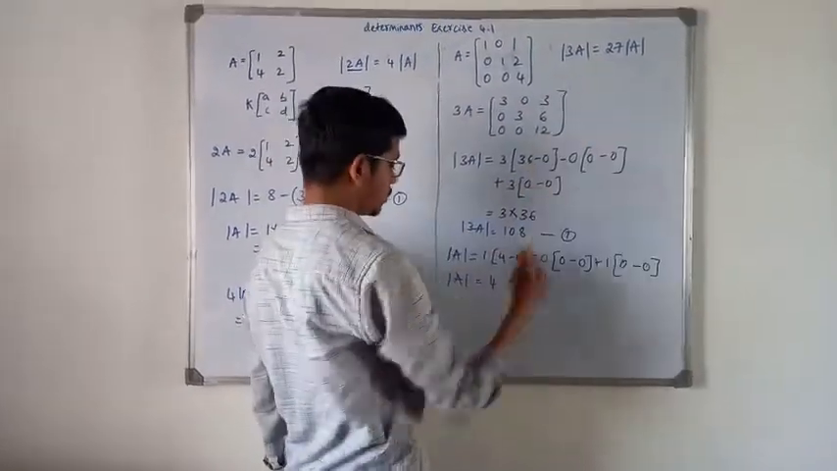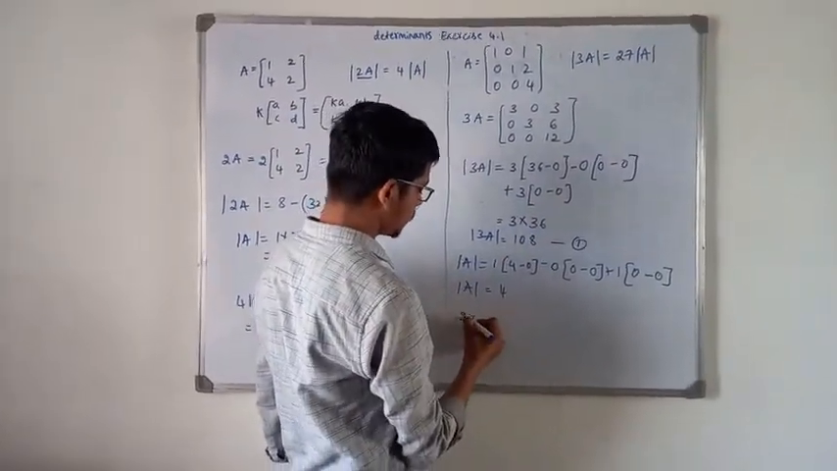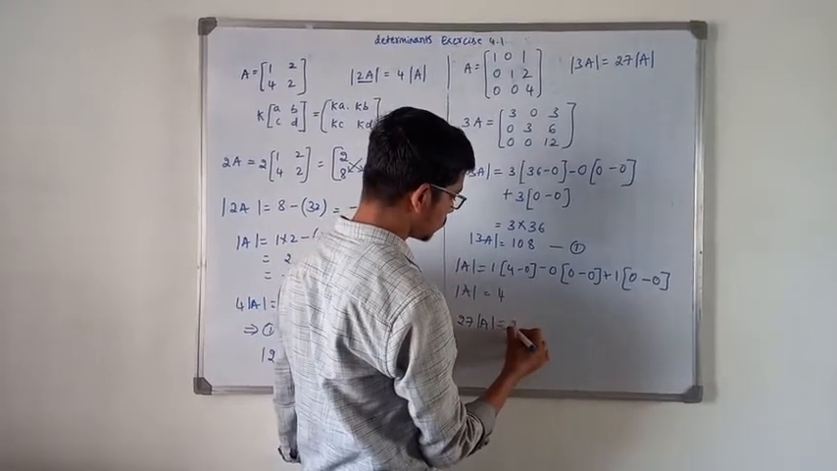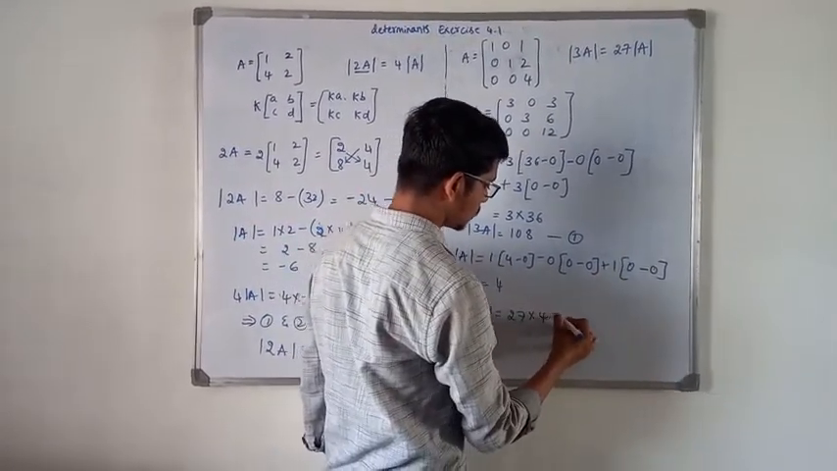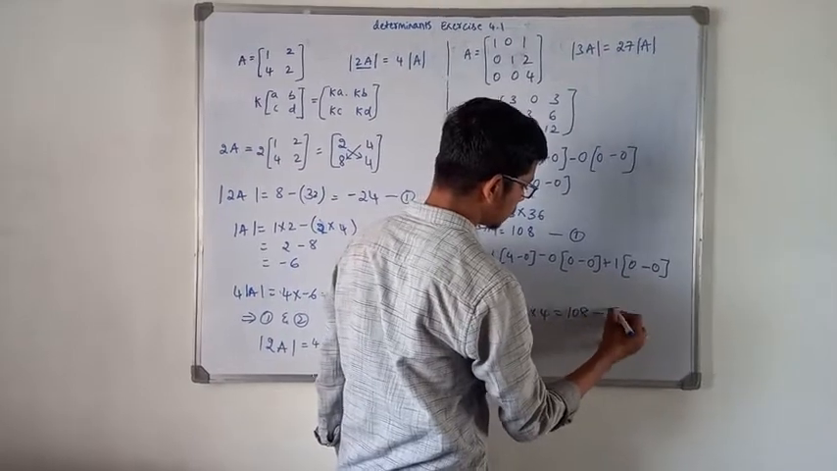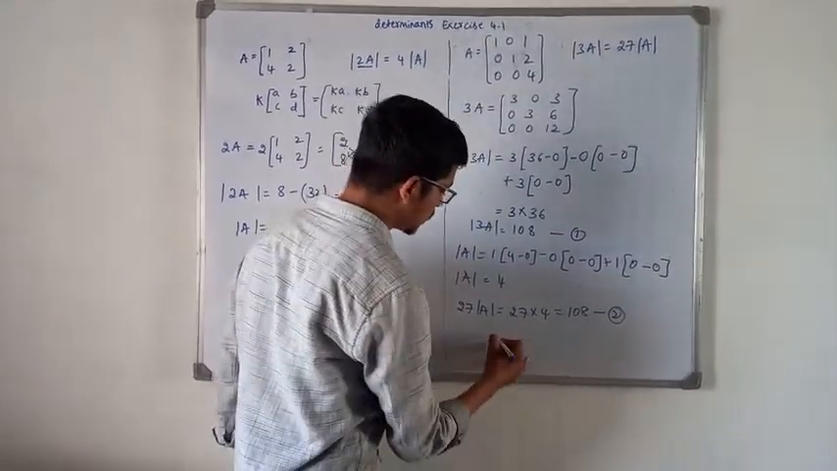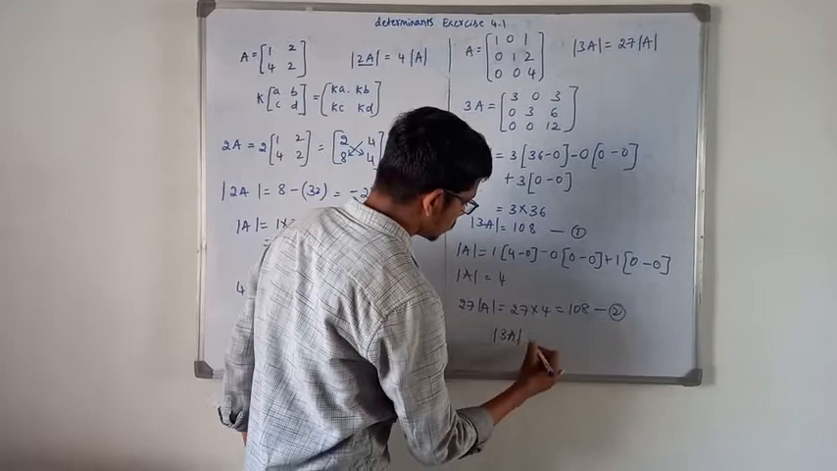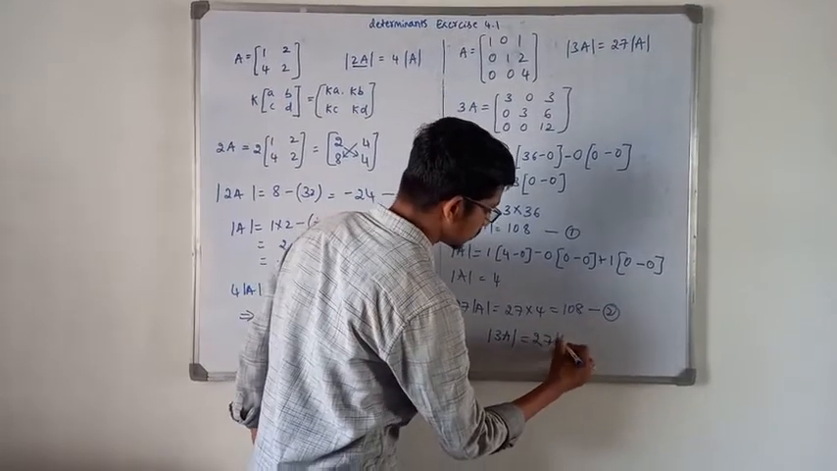We can multiply. They given that 27 into determinant of A, that is equal to 27 into 4, that is equal to 108. Call it as equation 2. From 1 and 2 we can say that determinant of 3A is equal to 27 into determinant of A.